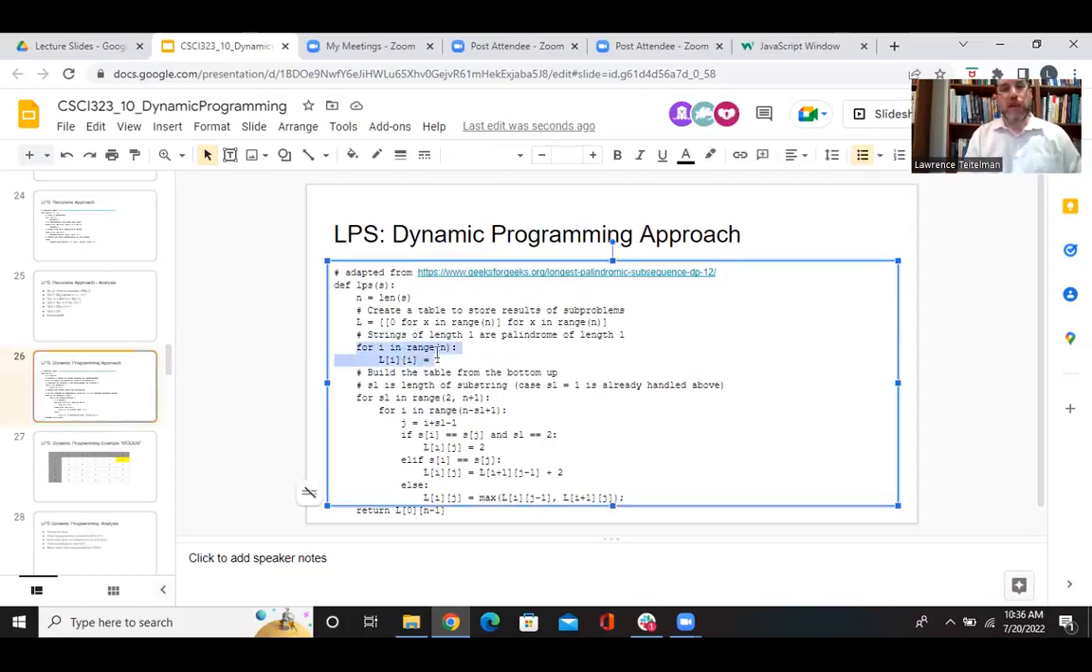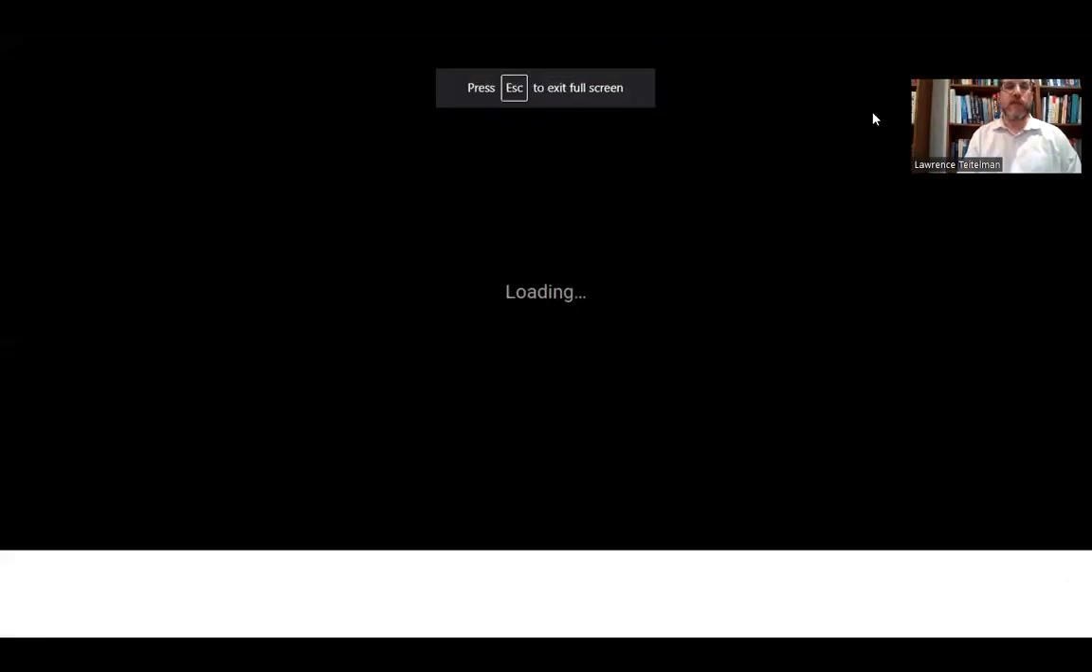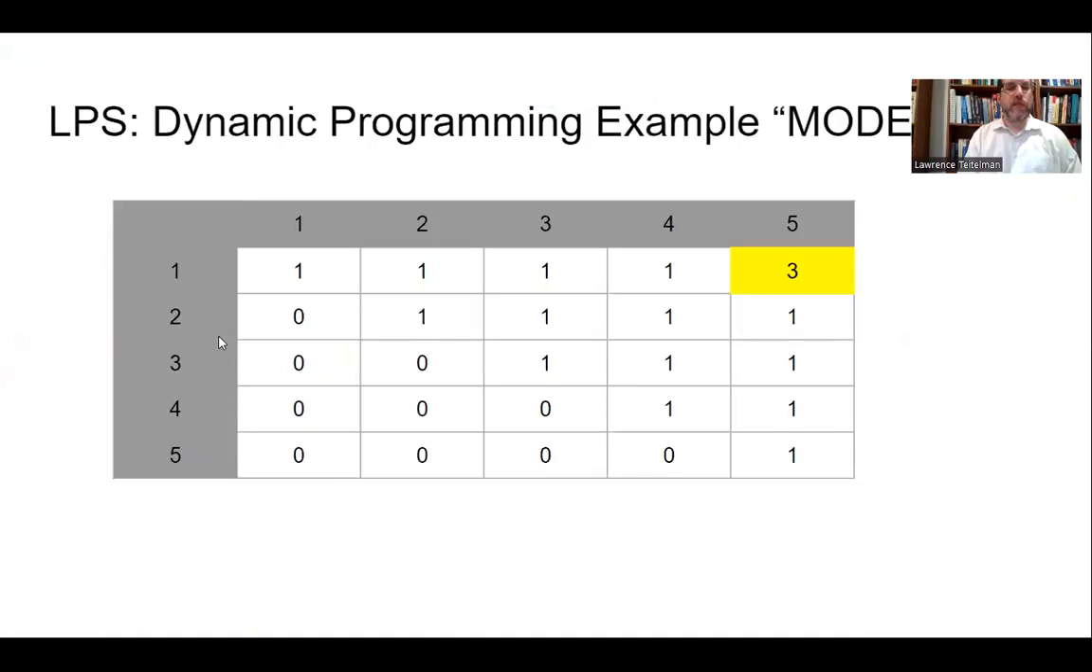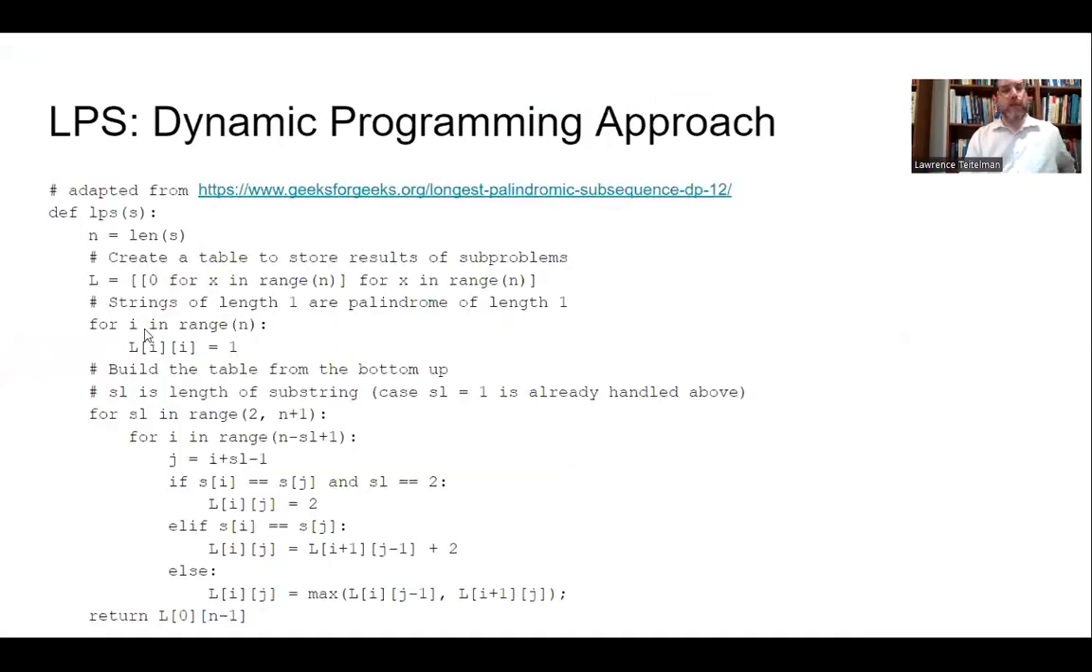So can someone tell me why this is true? For i in range n, L[i][i] equals 1. Why is that true? I don't see the chat, so just talk out. It's 1 character long, so it's at least 1. It's 1. Good. Then we gradually increase the length of the string.